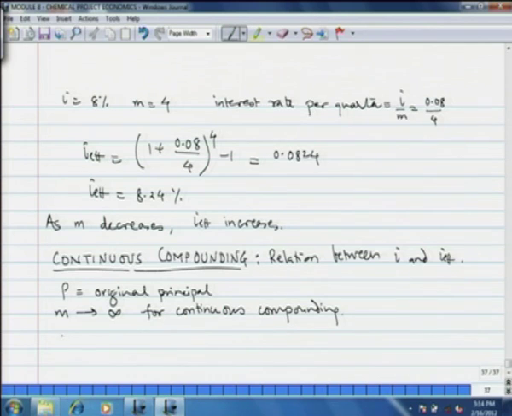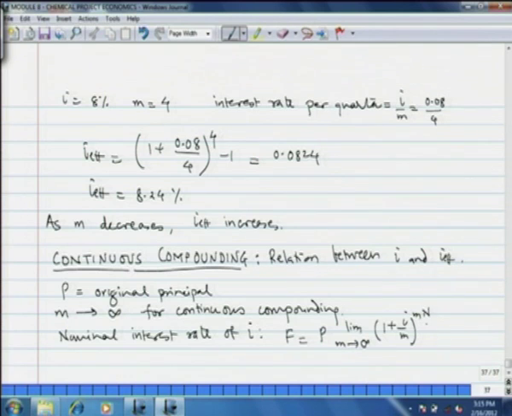And then for nominal interest rate of I, the total amount F that is accumulated is P limit m tends to infinity (1 plus I by m) to the power m into n, where m is the compounding period and n is the total number of years. N is total number of years of deposit.